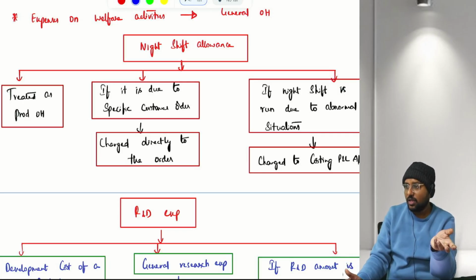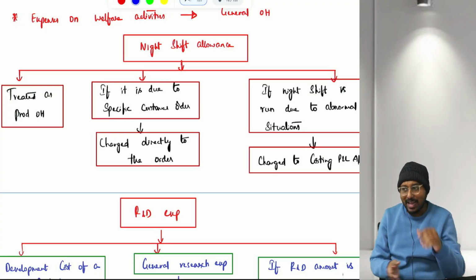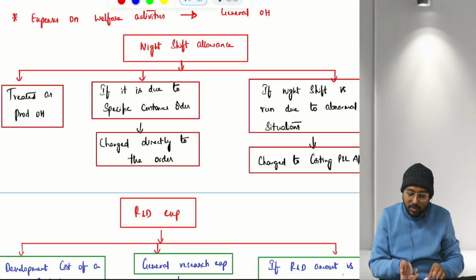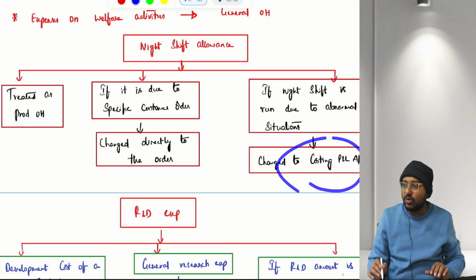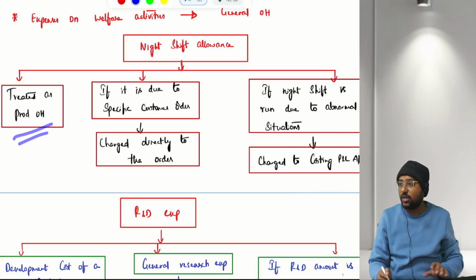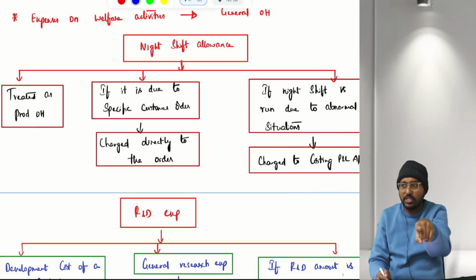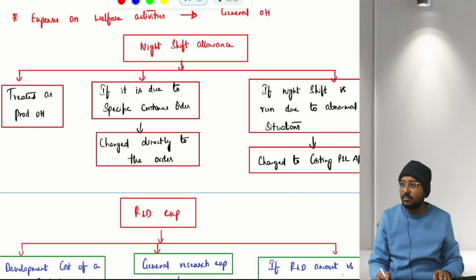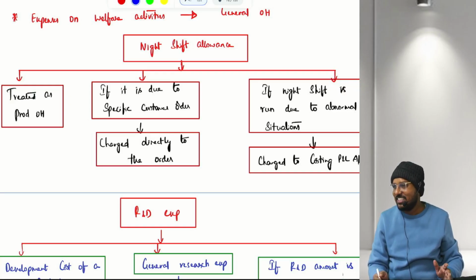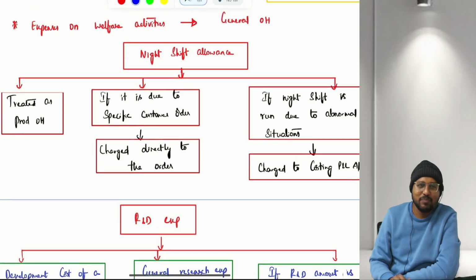Got it? Now, you are making your workers work night times and you're paying them more. And that now will go to which account? Costing P&L account only. It will not form part of production overheads, because this is due to an abnormal situation created by an abnormal girl. You get it? You got it? Yes, that's all, right?